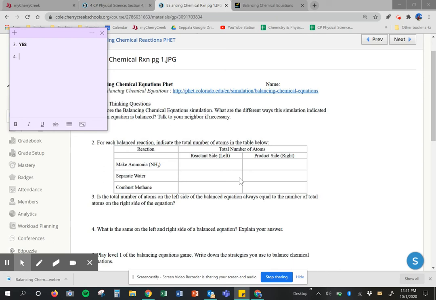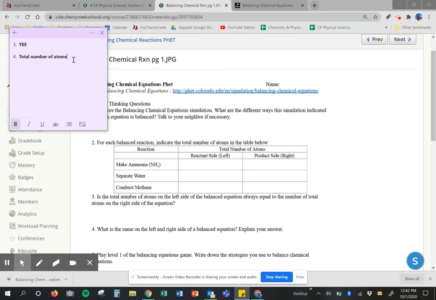Number 4. What is always the same on the left and right side of a balanced equation? Well, one thing that is always the same is the total number of atoms. Total number of atoms should always be the same on both sides in a balanced equation.